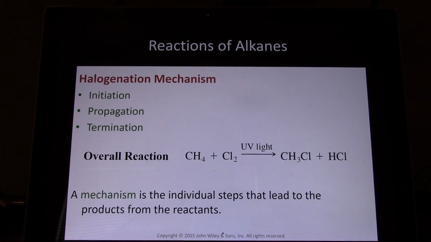Halogenation mechanism. We have an initiation, a propagation, and a termination.